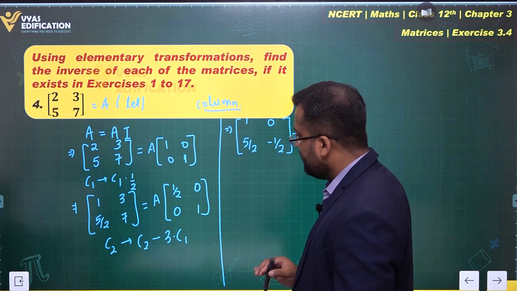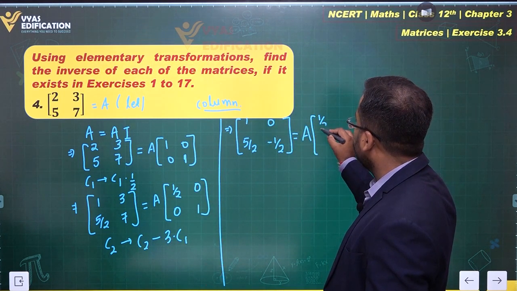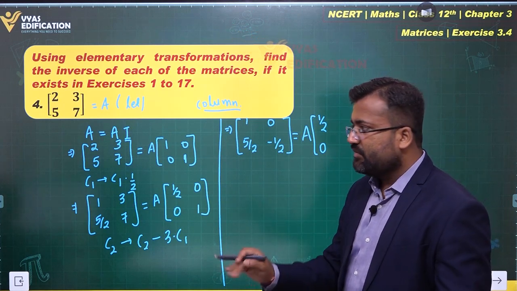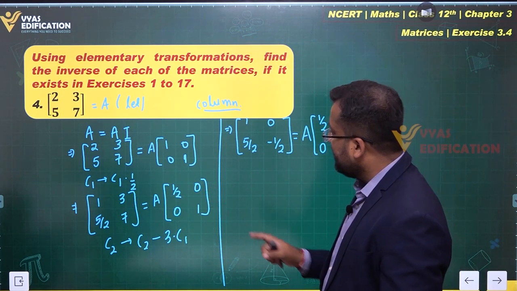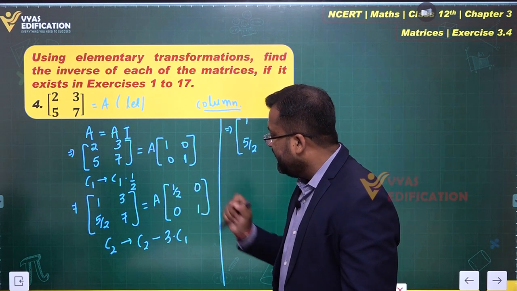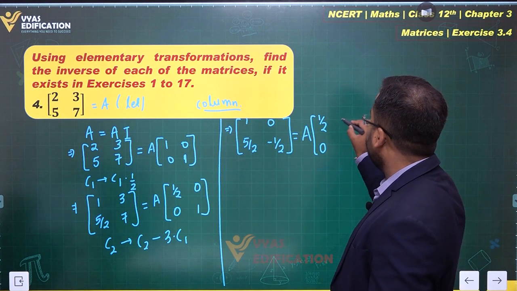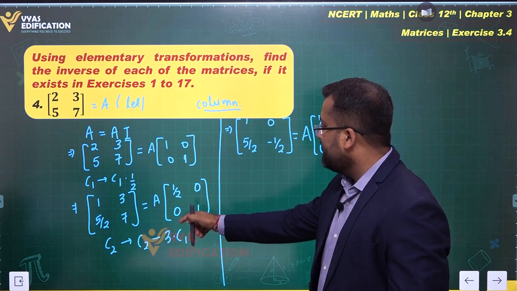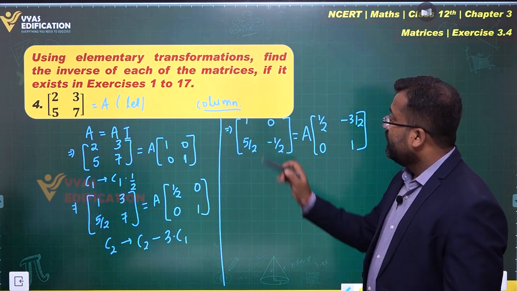And what is this matrix? C2 minus 3 times C1. This first column 1 by 2, 0 remains as it is. We are not supposed to worry about it. The next column is something which we want to worry about. This minus 3 times 1 by 2 is minus 3 by 2. 1 minus 3 times 0 is only 1. This is what I get. Now we have simplified.